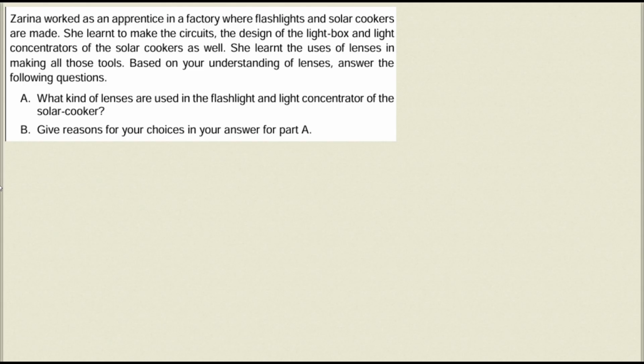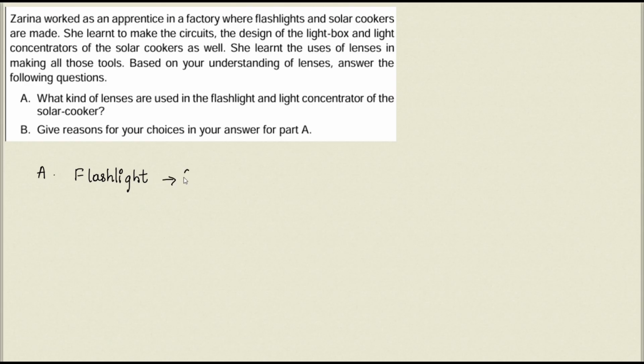A. What kind of lenses are used in flashlight and light concentrator of the solar cooker? B. Give reason for your choices in part A. So both the answers we can do together. First part, we have to say which type of lens is used in flashlight and light concentrator in solar cookers. First we'll discuss flashlight. We'll discuss the reason also why we are choosing that particular lens.